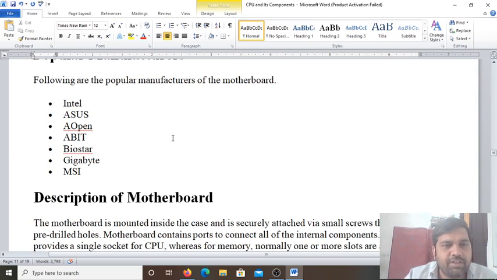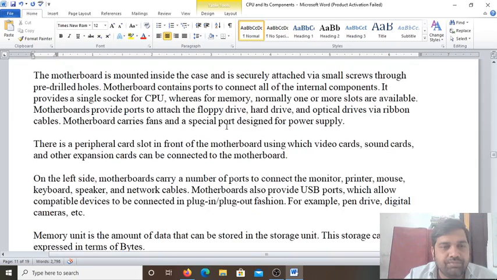So, what are the popular manufacturers who manufacture the motherboard? Intel manufactures the motherboard, as do Asus, AOPen, Abit, Biostar, Gigabyte, and MSI. These are the companies who manufacture the motherboard.